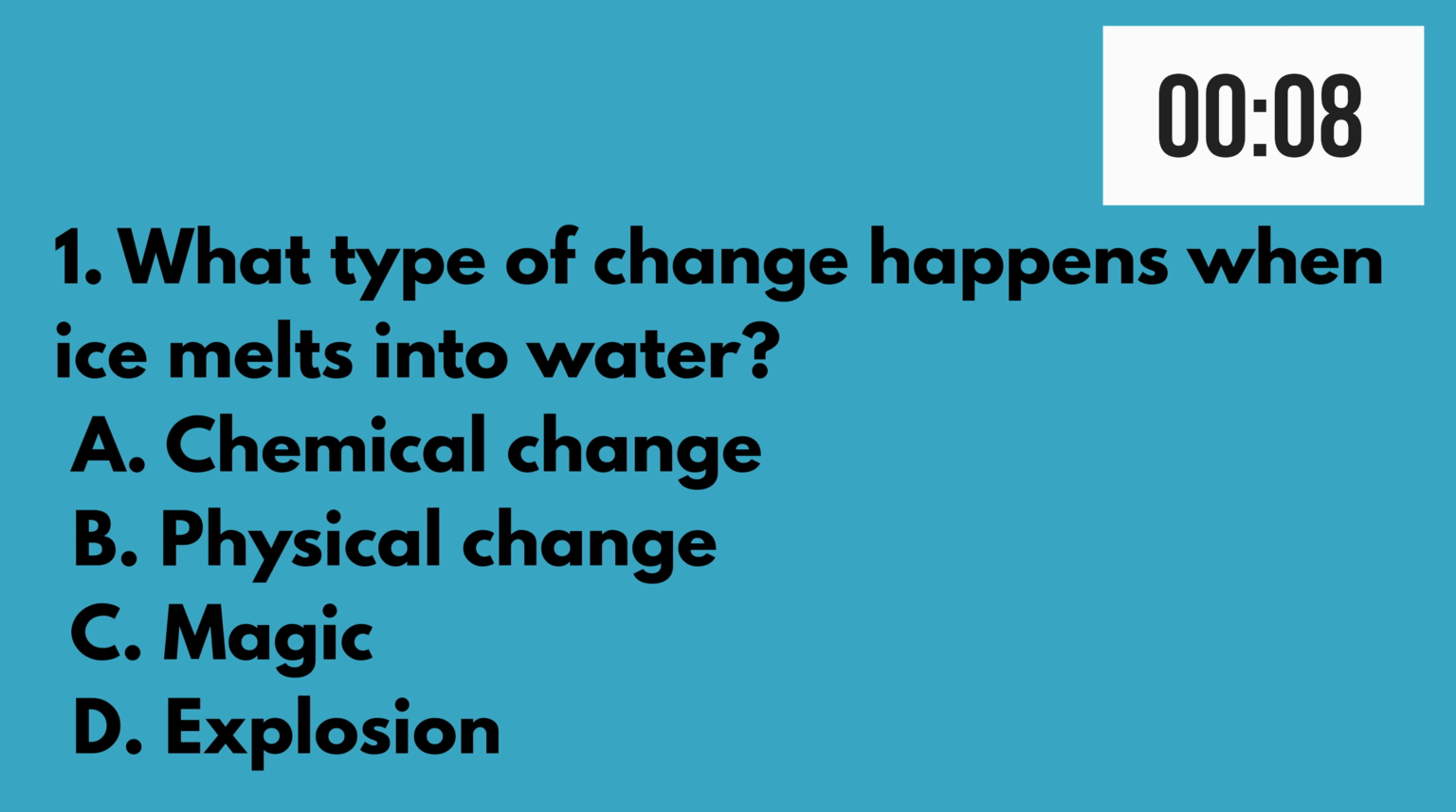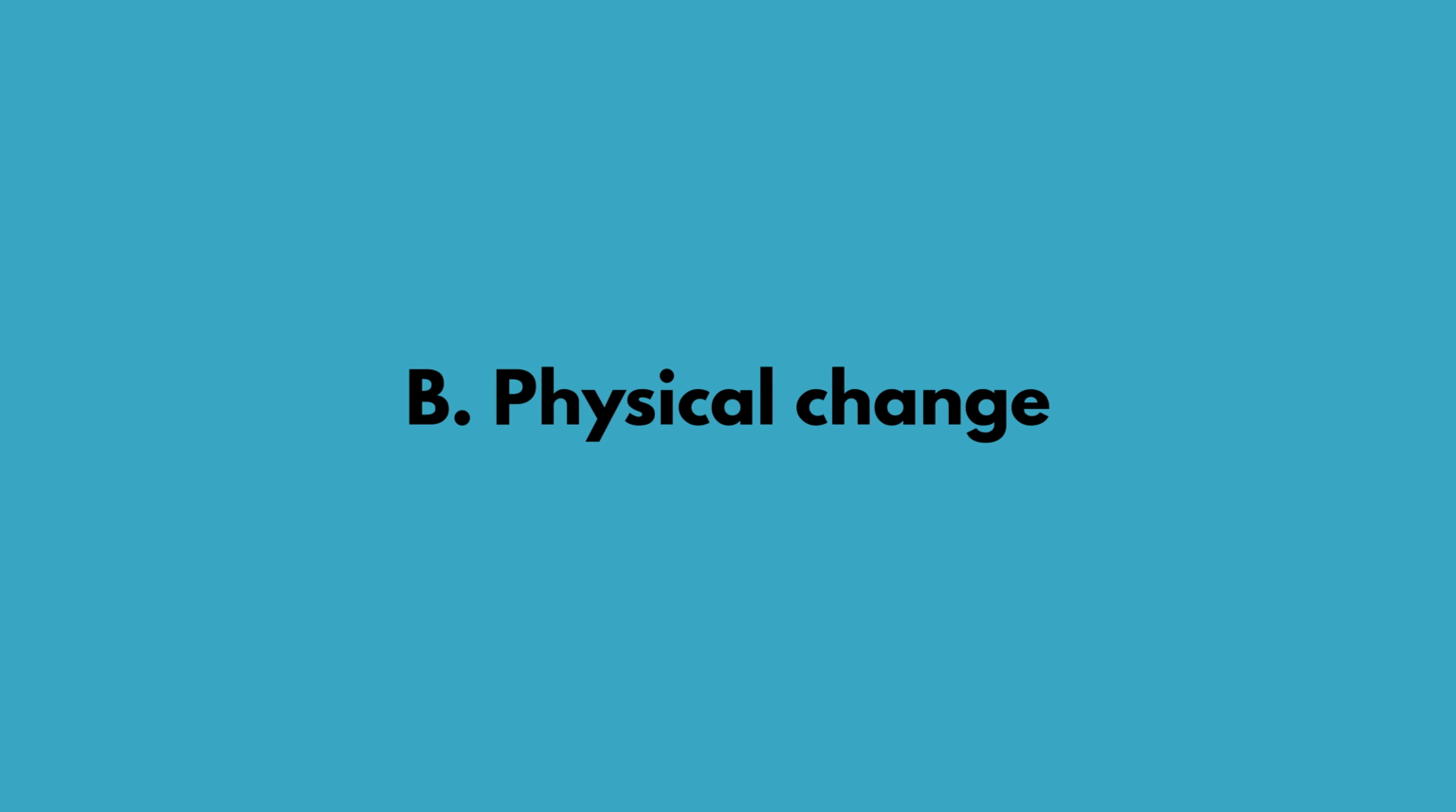Number 1. What type of change happens when ice melts into water? A. Chemical change. B. Physical change. C. Magic. D. Explosion. Correct answer: letter B. Physical change.